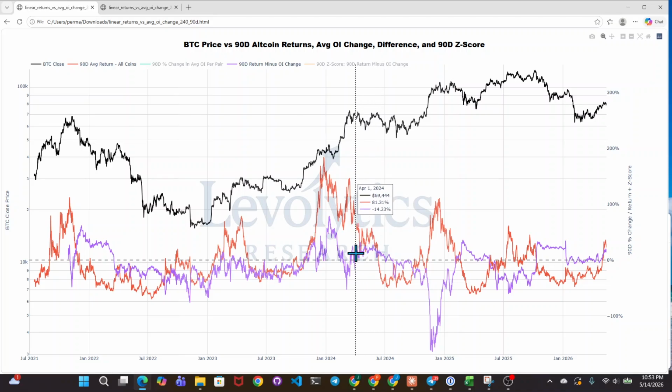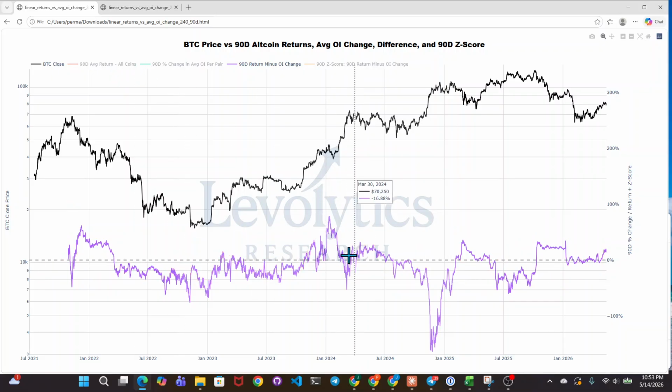Actually, I forgot to mention that. You can see here after the blow off top, the purple line goes back to positive, right? ROI delta goes back to positive, which tells you that this is a deleveraging period, which makes sense. Obviously, there's a deleveraging event always after people get too levered up.